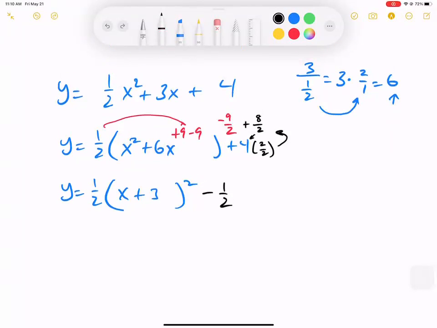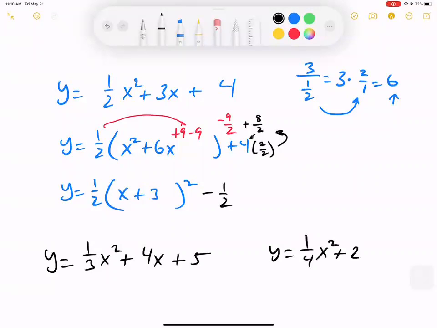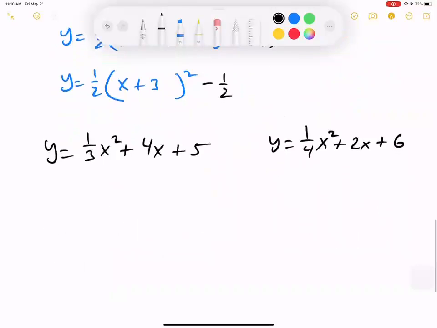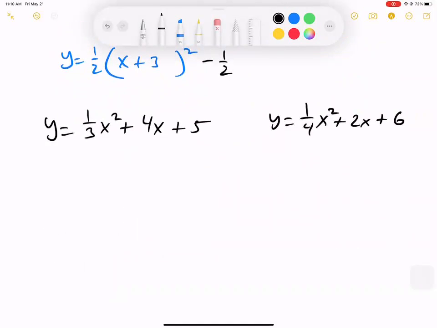So I'm going to set up 2 different problems here. Y is equal to 1/3 x squared plus 4x plus 5. And y is equal to 1 over 4 of x squared plus 2x plus 6 here. We have 2 different problems here, both fraction problems. Can I complete the square as it is, or do I have to change some stuff? What don't we want when we're completing the square? We don't want any a values. So let's go ahead and take them out.